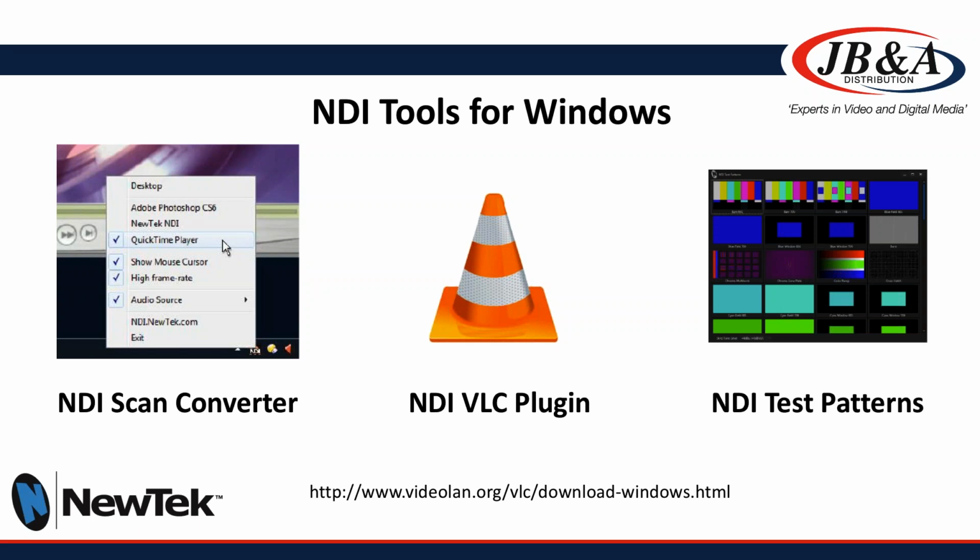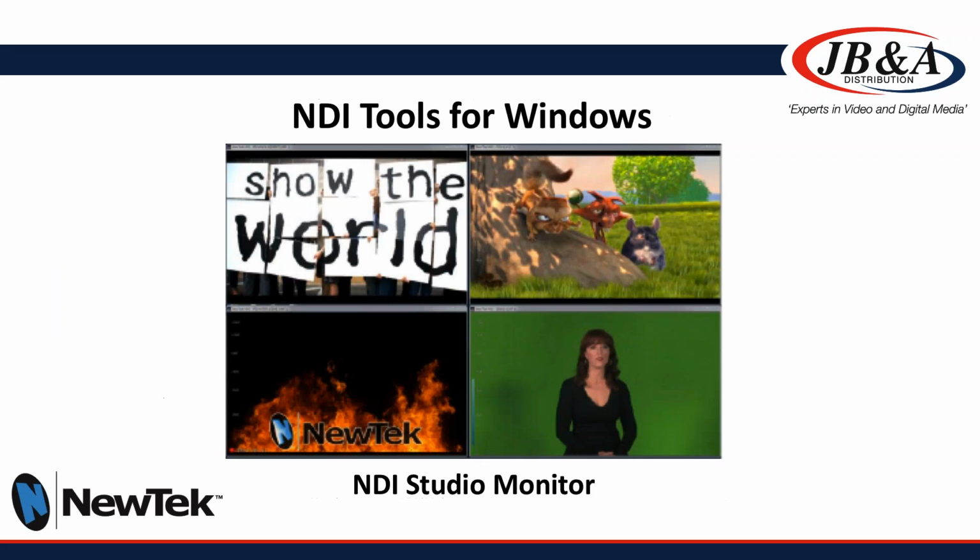So if you don't have a TriCaster, there is NDI Studio Monitor. You could have 2 laptops, 2 PC workstations, set one up on one side of your network, load up either VLC player or scan converter or even test patterns, open up NDI Studio Monitor on your second workstation, and now you can see just how easy it works.